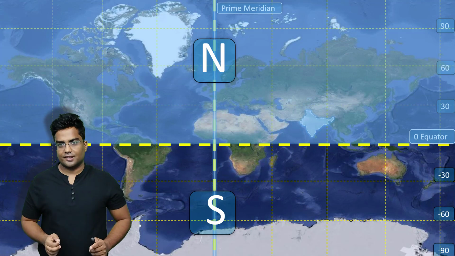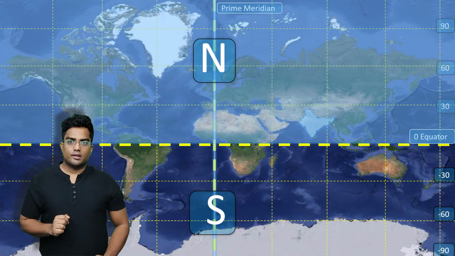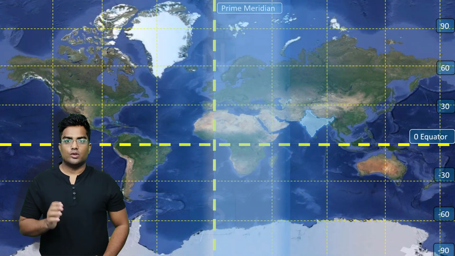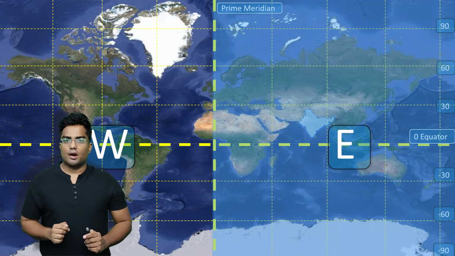It's so easy to understand, right? Now, similarly, the prime meridian divides the whole world into east and west. And India is located in the eastern part. So we can come to a conclusion that India is essentially located in the northern hemisphere and in the eastern part.